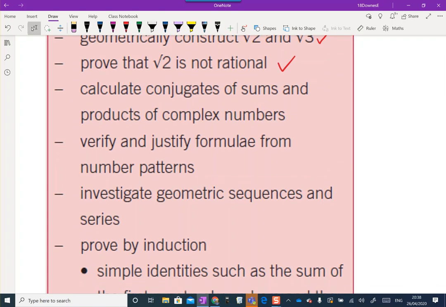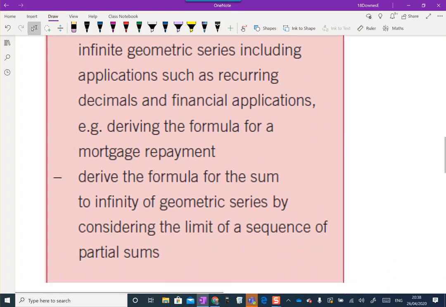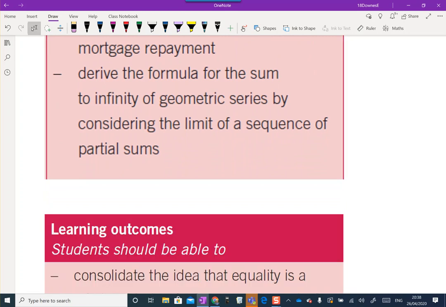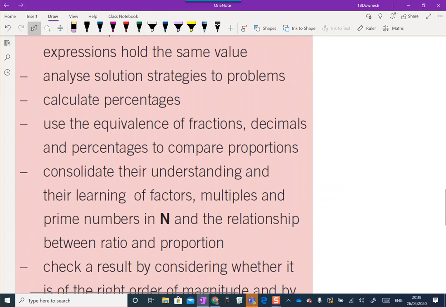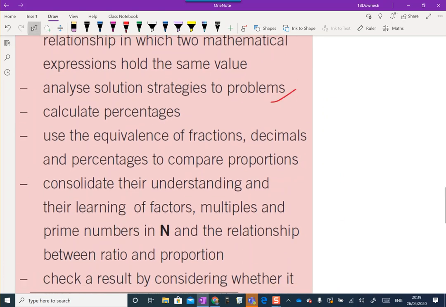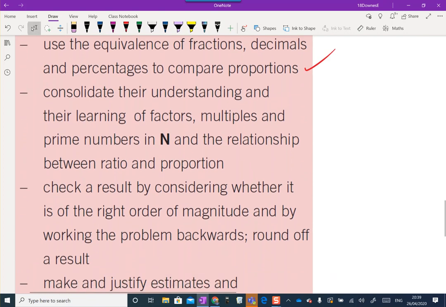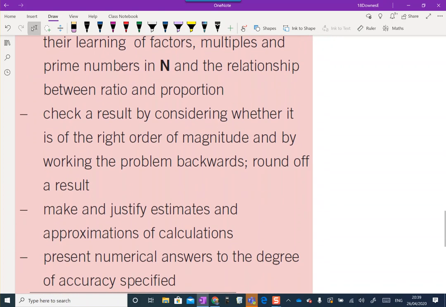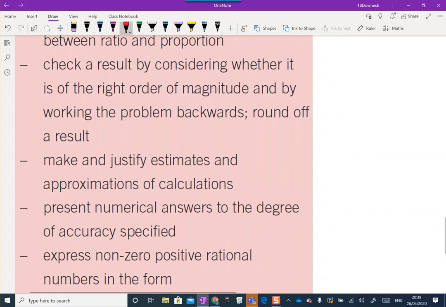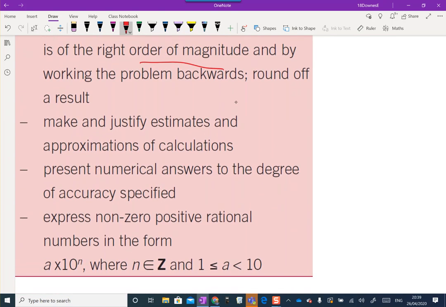Okay, and calculate conjugates of sums and product of complex numbers. You don't have to do that right now. You don't have to do a lot of this right now, actually. It's not really in your first year. And you certainly have to do these basic things. Use the equivalence of fractions, decimals, and percentage to compare proportions. Okay, that'll be quite easy. Consolidate your understanding of the multiples and prime numbers and the relationship. Order of magnitude. Okay, so I call that the common sense test here.